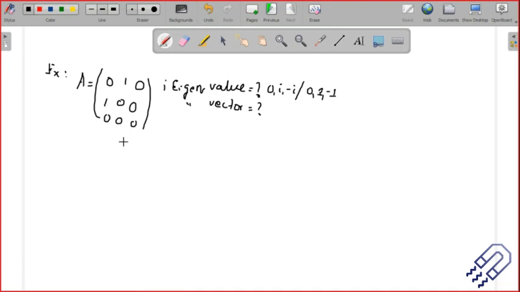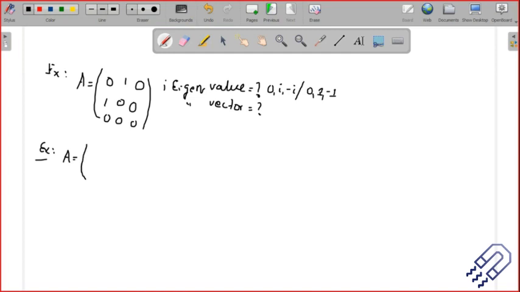0, 1, minus 1. My answer was wrong. And the eigenvalues are 0, 1 and minus 1. And then you can find out the eigenvectors also. It should not be very difficult. I think it should be 1, minus 1, 0, something like that. So you can find out the eigenvalue and eigenvector.